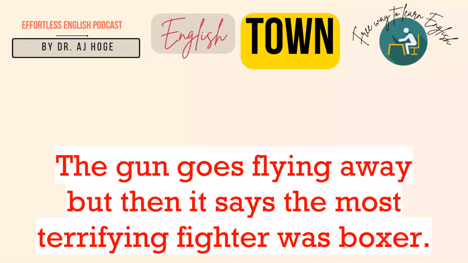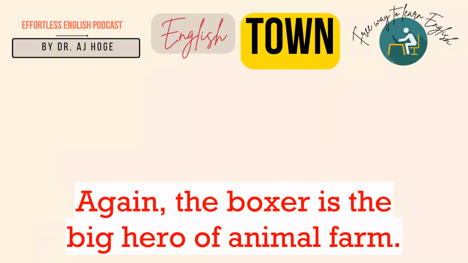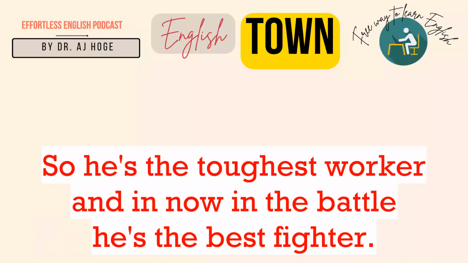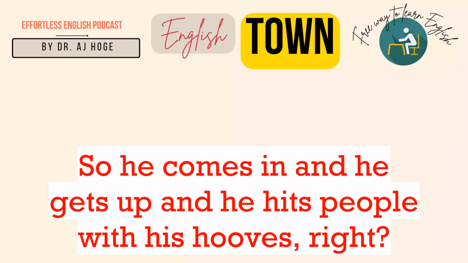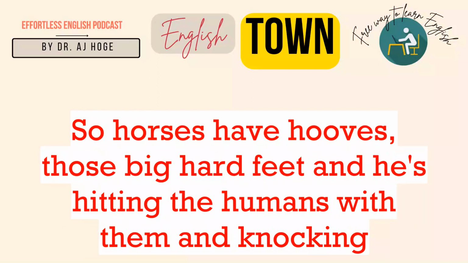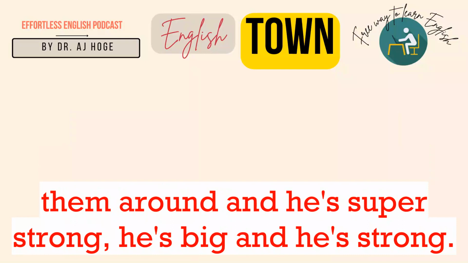But then it says the most terrifying fighter was Boxer. Again, Boxer's the big hero of Animal Farm. He's the toughest worker, and now in the battle, he's the best fighter. So he gets up and hits people with his hooves, right? Horses have hooves, those big hard feet, and he's hitting the humans with them and knocking them around. He's super strong. He's big and he's strong.